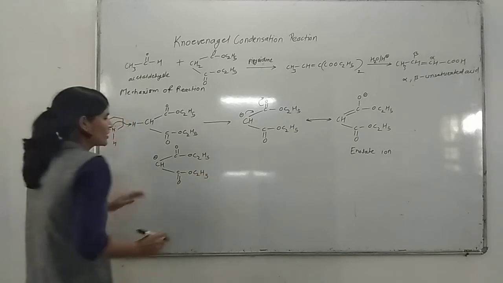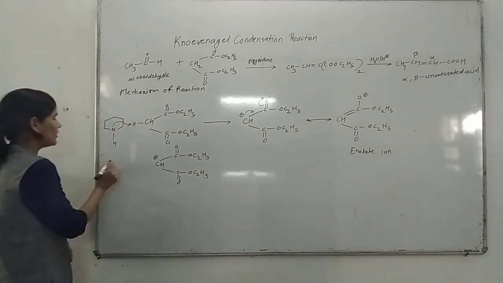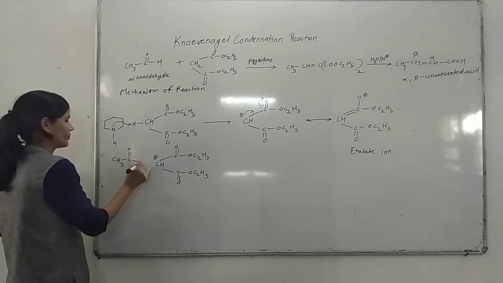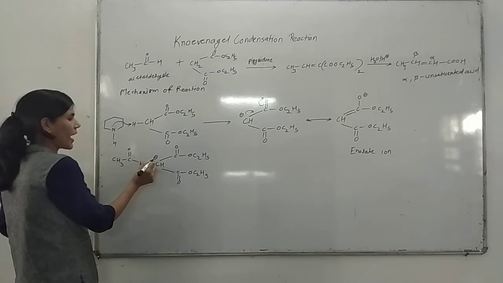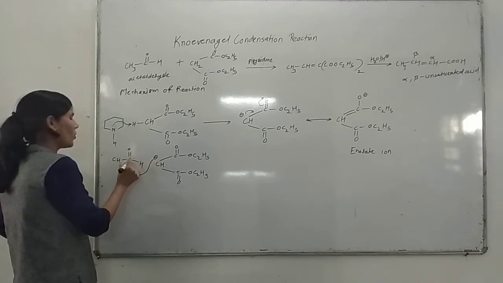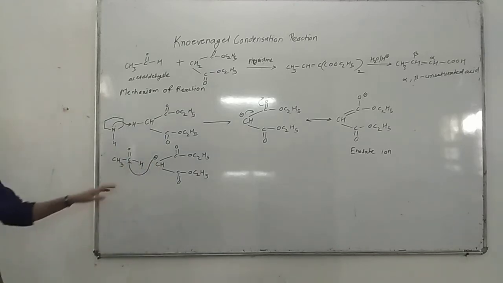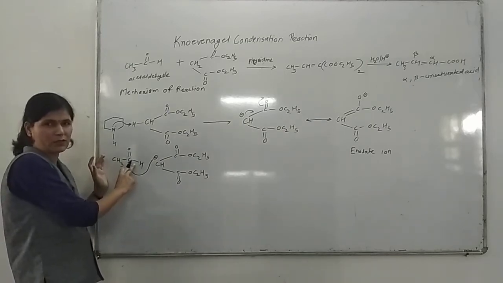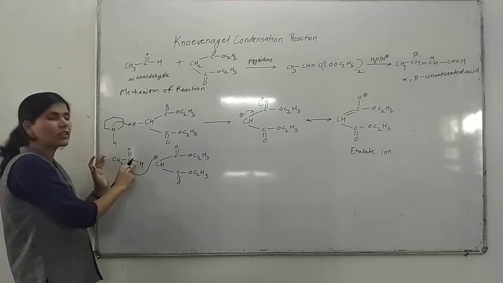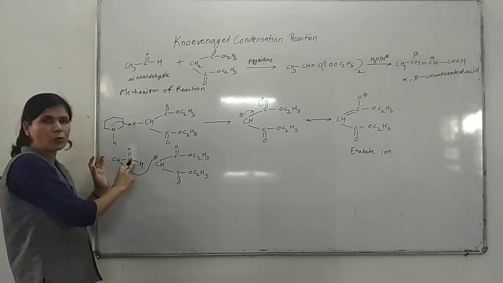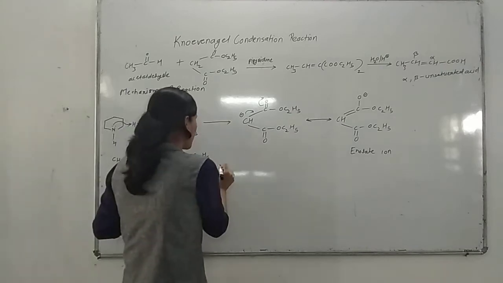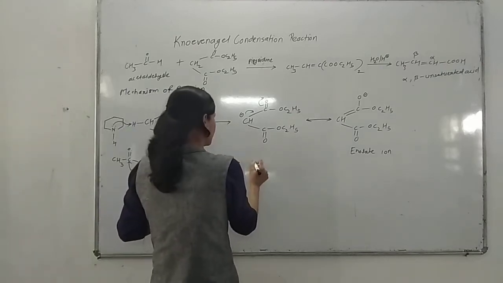in the next step, this malonyl ester anion attacks the carbonyl carbon of acetaldehyde. We know that the carbonyl carbon of acetaldehyde is electron deficient. So this carbon reacts with a nucleophile. This is an electron deficient carbon, and it reacts with a nucleophile. This results in the formation of a tetrahedral intermediate.